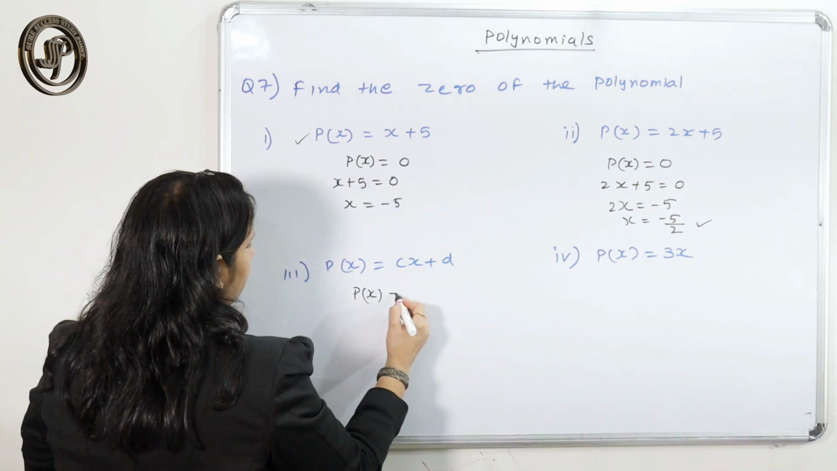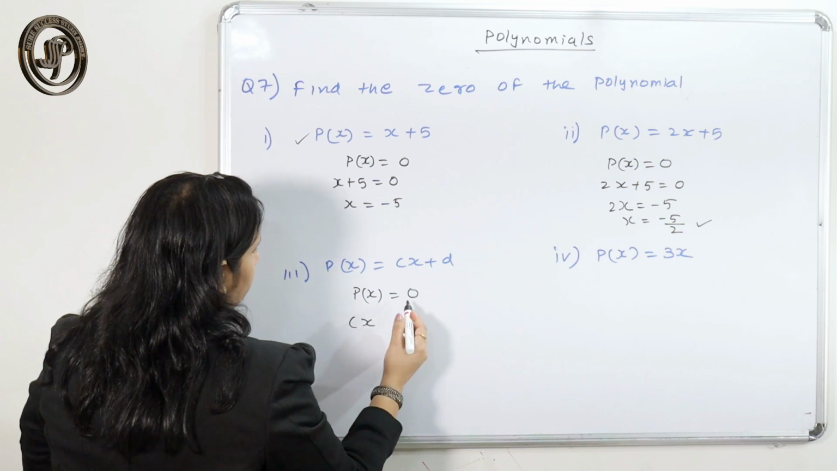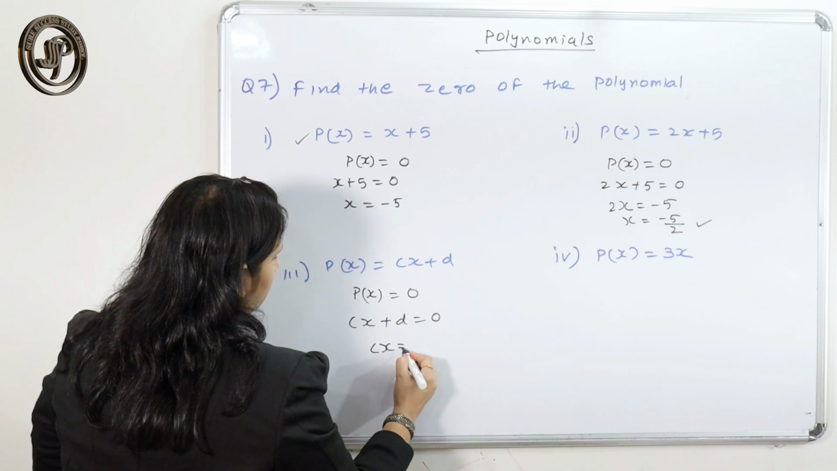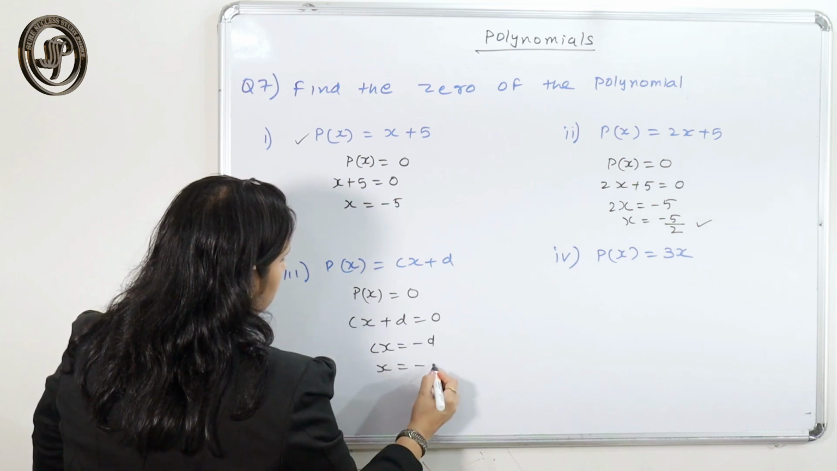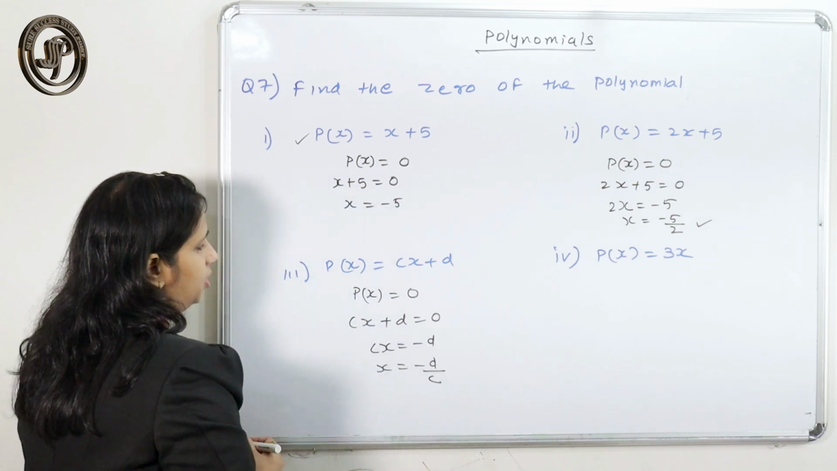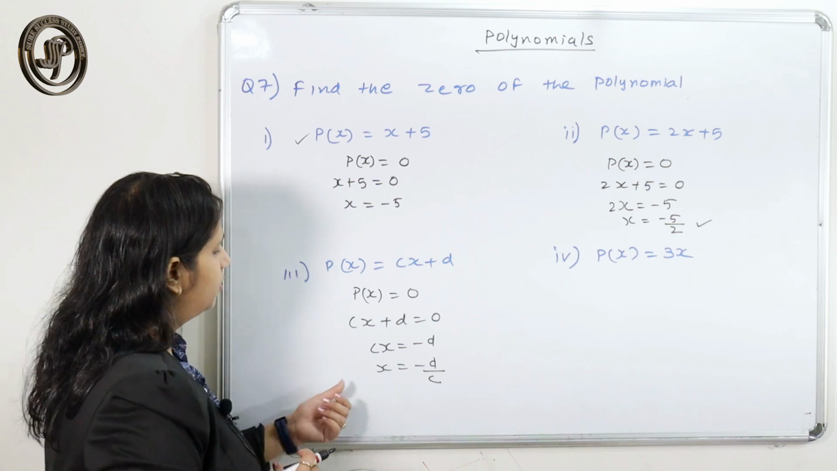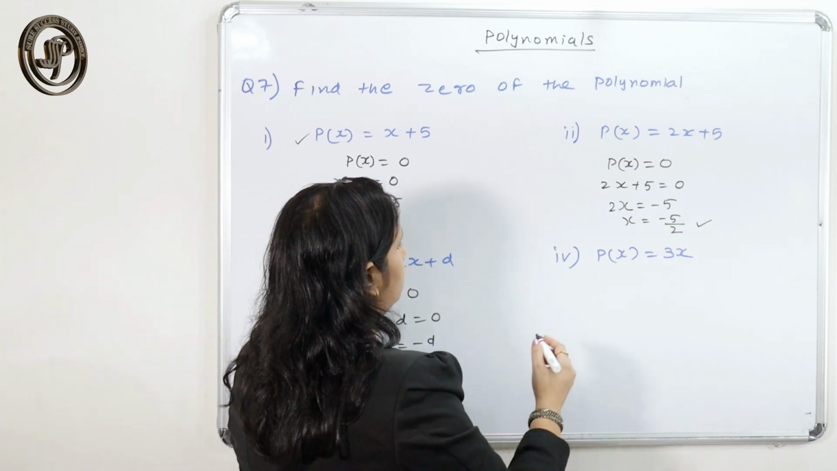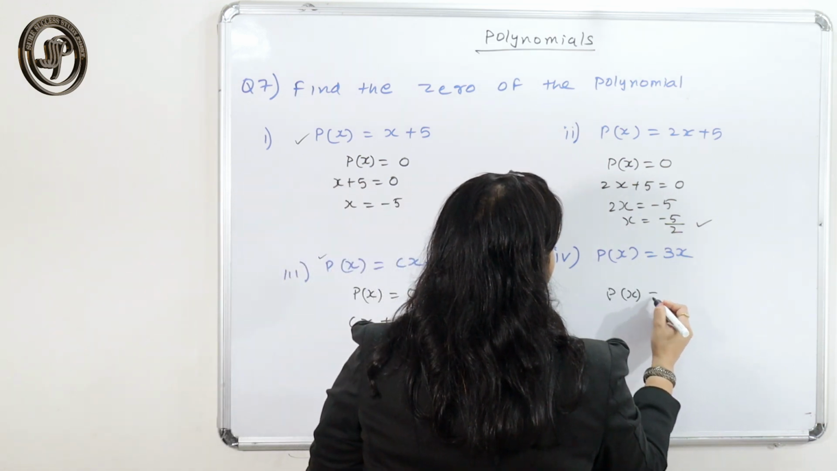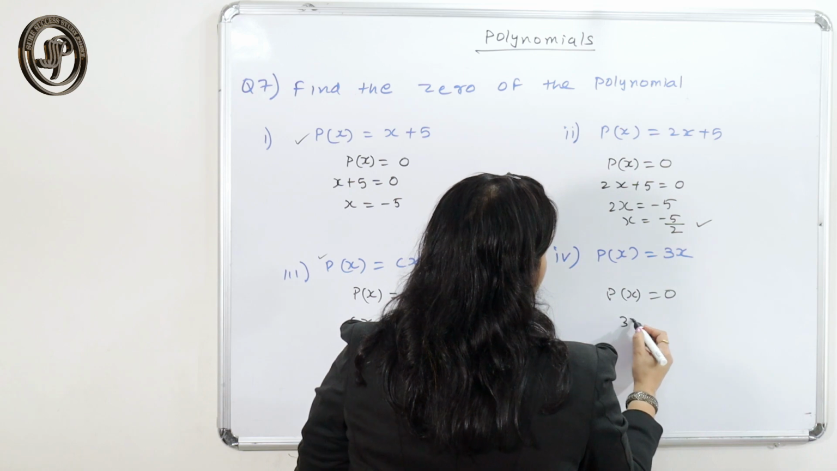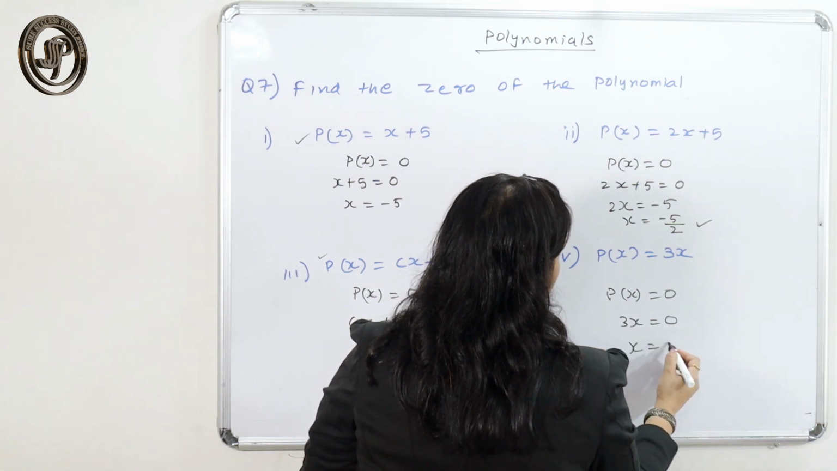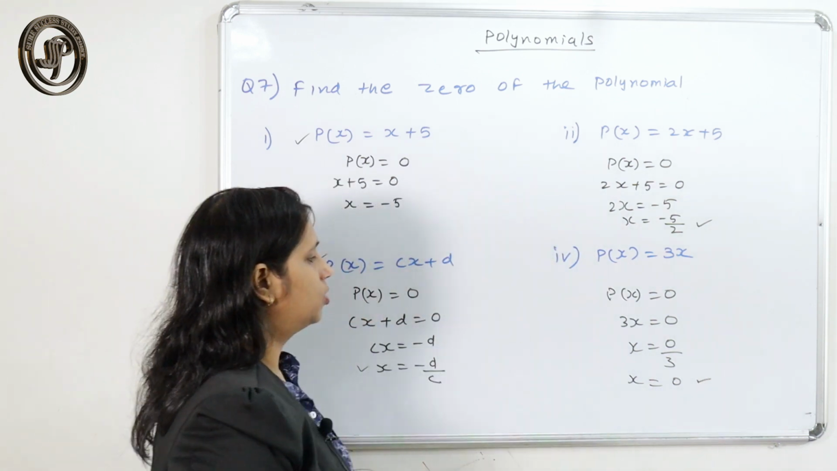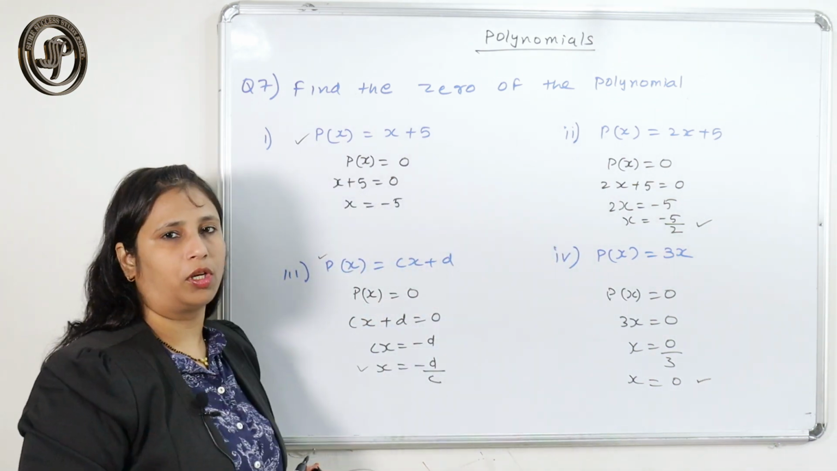Here if we make it equal to 0, then cx plus d equals 0, cx equals minus d, x equals minus d by c. So that is the zero of this polynomial. Here if we do p(x) equals 0, what do we get? 3x equals 0, x equals 0 by 3, which can be written as 0 only. So that is the zero of that required polynomial.